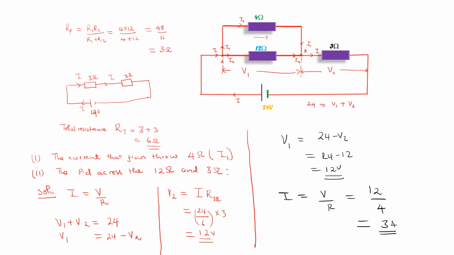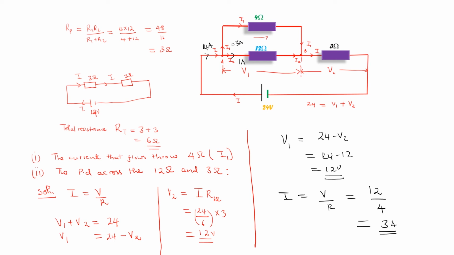Now, if the current flowing through the 4 ohm resistor is 3 amperes, and the current flowing through the whole circuit I is 24 divided by 6, which is 4 amperes, what is the current I2 flowing through the 12 ohm resistor? Automatically that will be 1 ampere. And it explains that if the resistance is very high, then the current flowing through will always be very low.